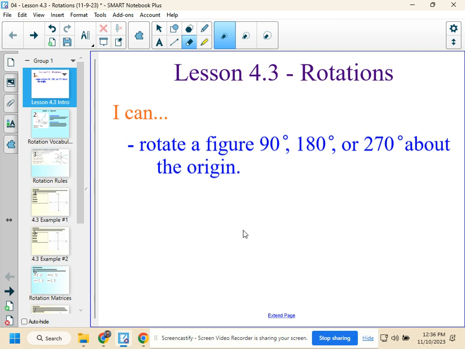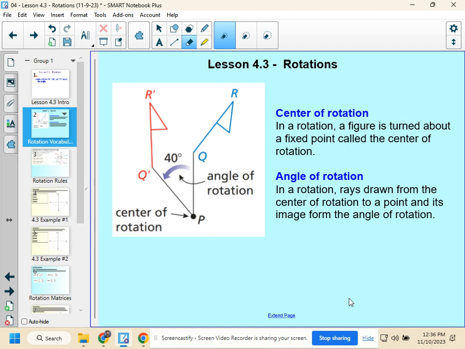So if you're going in sequence, we did translations first. Then we did reflections in lesson 4.2. Rotations is next. Let's do it. Let's get this done. First thing, I feel like I don't know why I don't have it here.